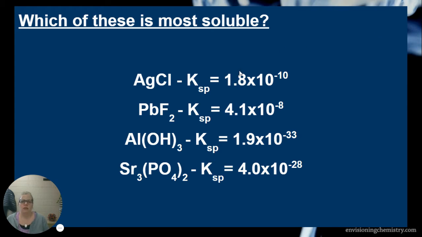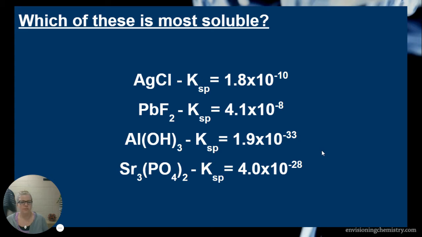If I compare these four different insoluble compounds, silver chloride, lead fluoride, aluminum hydroxide, and strontium phosphate, and you look at these K values right away to begin with, you would probably say, I'm guessing that the PbF2 is here, and then the AgCl, and then this guy, and then the aluminum hydroxide.